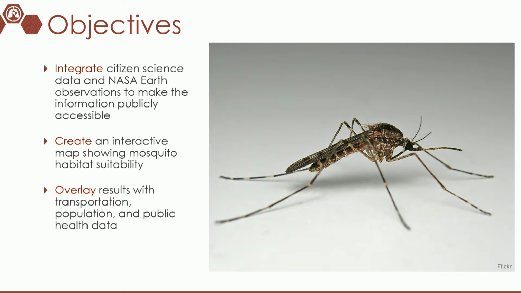So the main objective of our project was to lay the foundation for integrating multiple citizen science data sets and NASA Earth observations. Our ultimate goal is to help our partner organizations make information about vector and vector-borne illness more publicly accessible. So in order to accomplish this, we explored 3 different methods of integrating and displaying mosquito habitat suitability on an open source platform. We also overlaid the habitat suitability results with transportation, population, and public health data because these all have an impact on mosquito habitats.